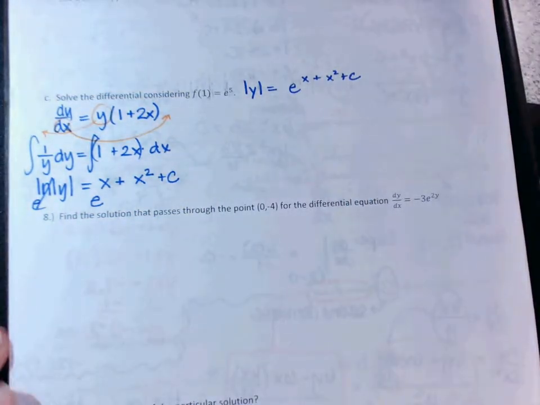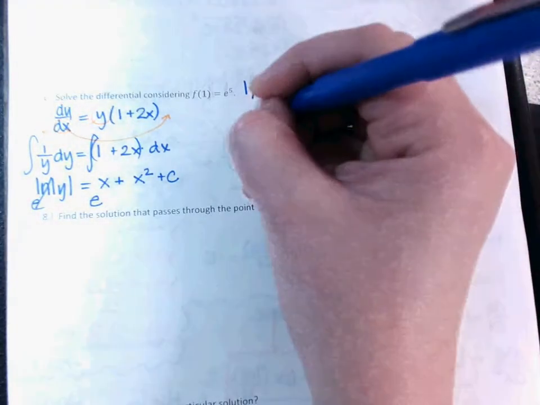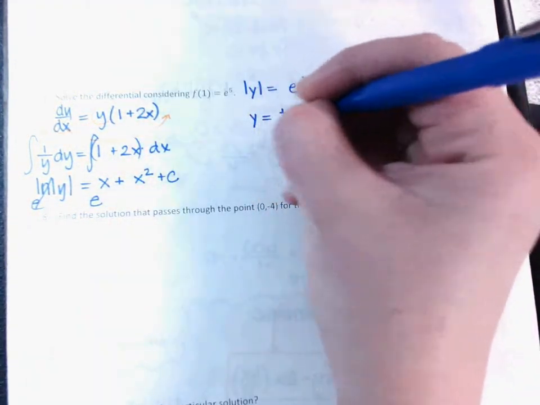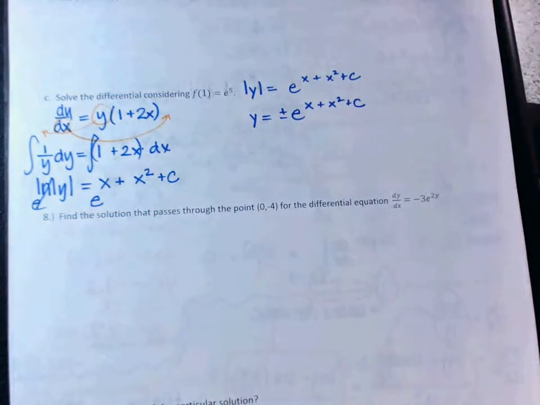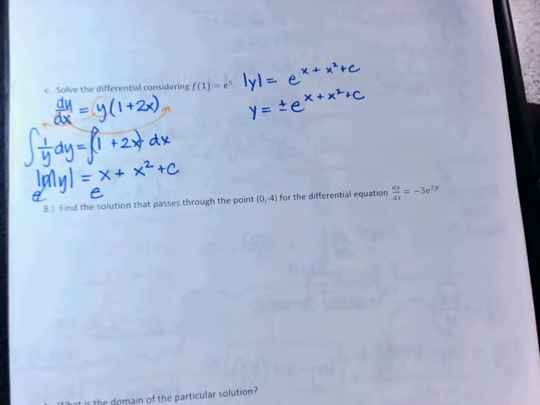Okay, to get rid of the absolute value bars, you can drop them, but you have to put a plus or minus on the other side. So to get rid of the absolute value bars, I'm going to put this, plus or minus, and then all the exact same stuff. Okay? From here, I'm going to take my ordered pair, and I'm going to find the value of c that will make those two things equal.